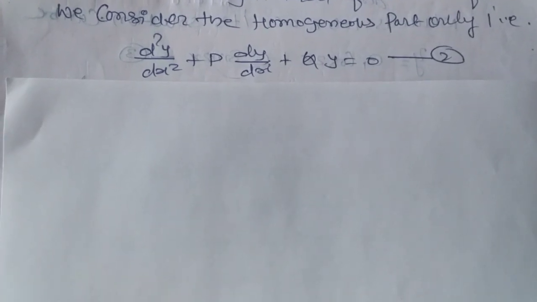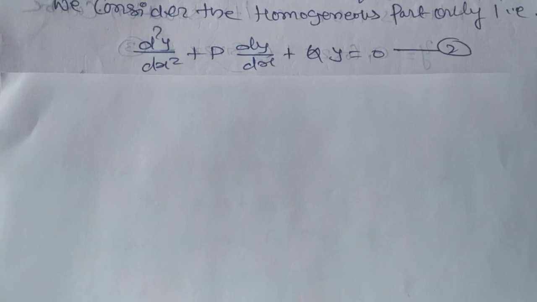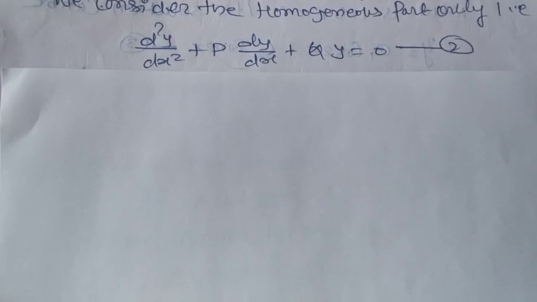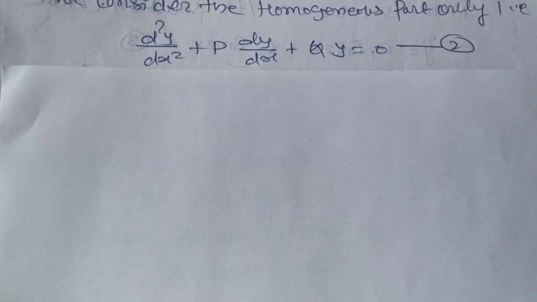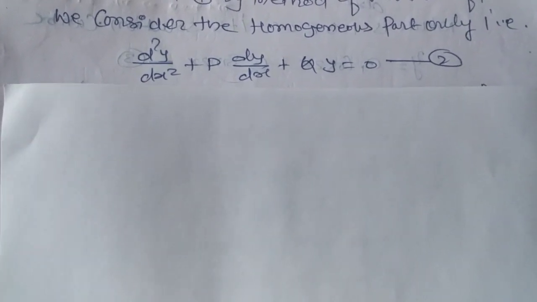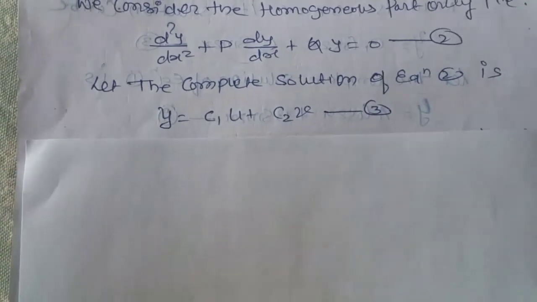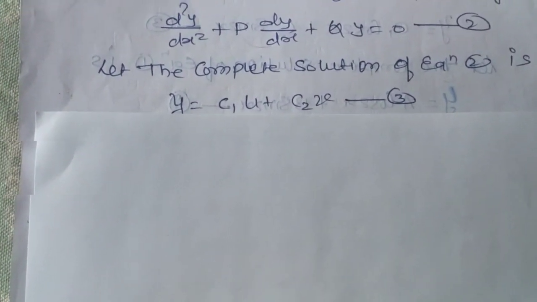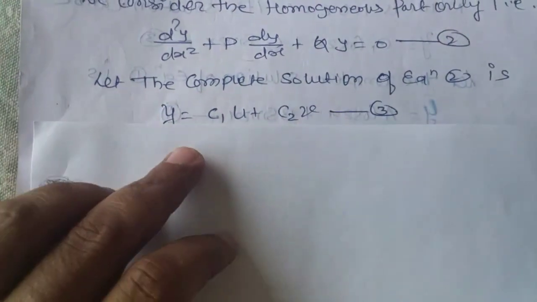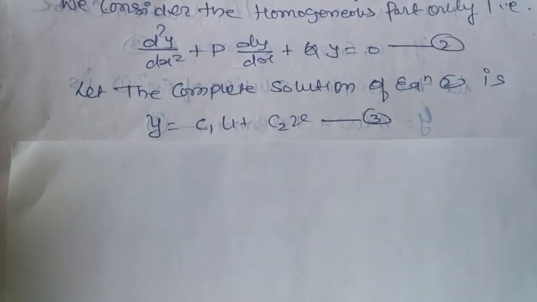Since it is a second order linear differential equation, its solution consists of two arbitrary constants C1 and C2. The most general form of the solution of this equation is y equal to C1u plus C2v. Suppose this is the solution of the homogeneous part.